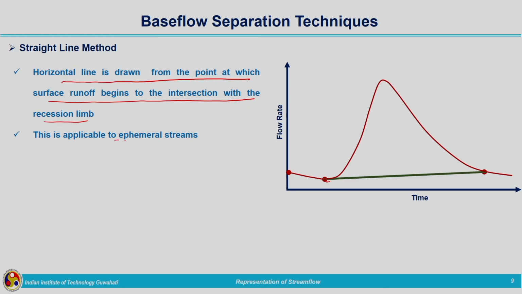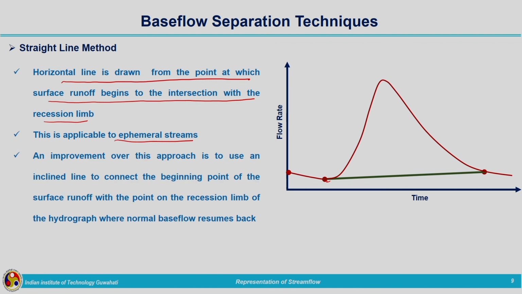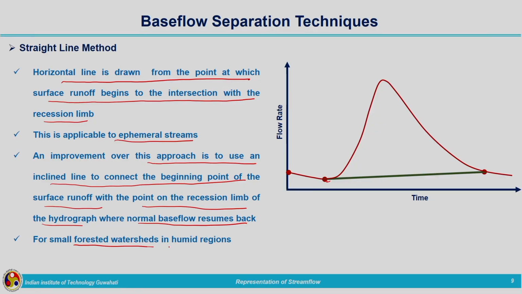So, this is applicable to ephemeral streams, and an improvement over this method is to use an inclined line to connect the beginning point of the surface runoff with a point on the recession limb of the hydrograph where normal base flow resumes back. Instead of joining by means of a straight line, we can have an inclined line also. For small forested watersheds in humid regions, this method can be applied, but this is always an approximate method, it will not always give you the accurate value. So, this hatched portion is representing the base flow.